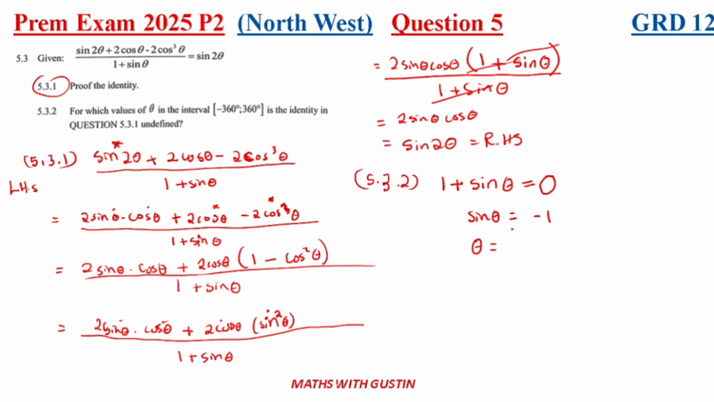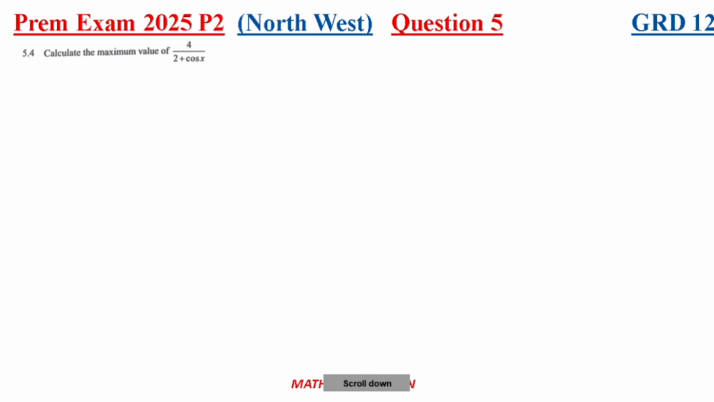Therefore, you go and look for the answer where it is undefined. Where is sine -1? So you're going to come here and say shift sine -1. Therefore, you should get an answer of -90, and then the other one will be theta equals 270. Okay, so that's the two answers where the identity will be undefined. Right, so let's move on to 5.4.